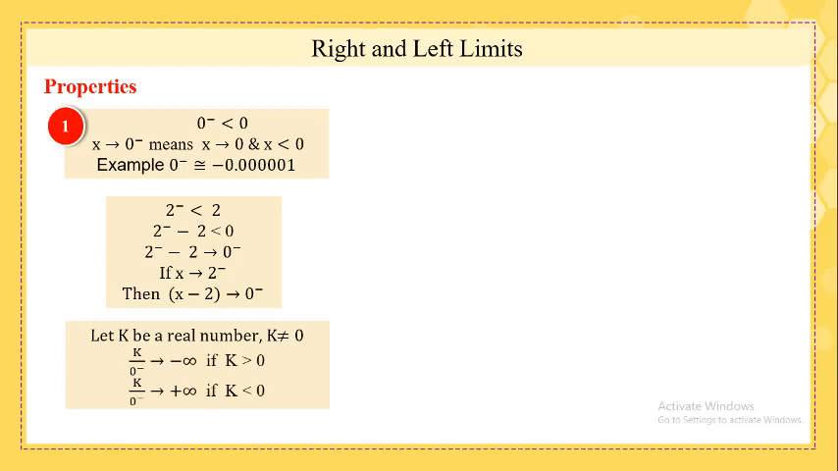Let k be a real number, k not 0. We deduce that if k is positive, k over 0 minus tends to minus infinity, and k over 0 minus tends to plus infinity if k is negative.